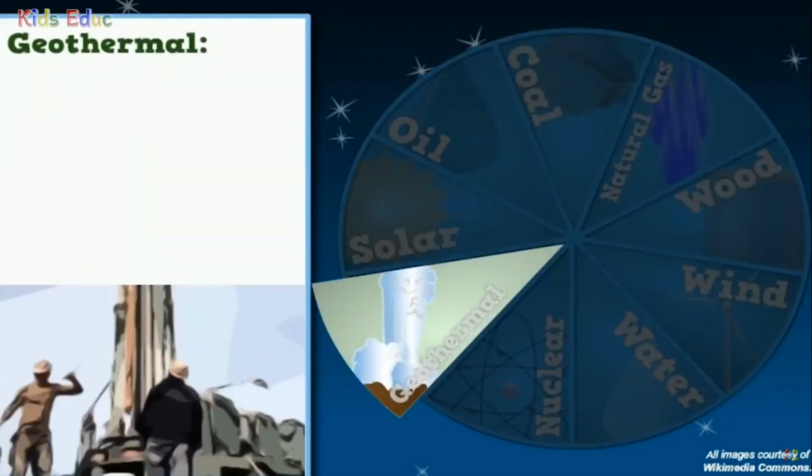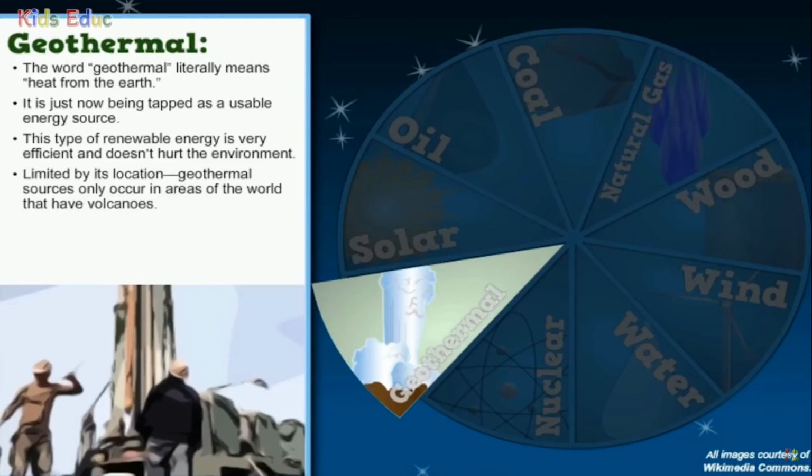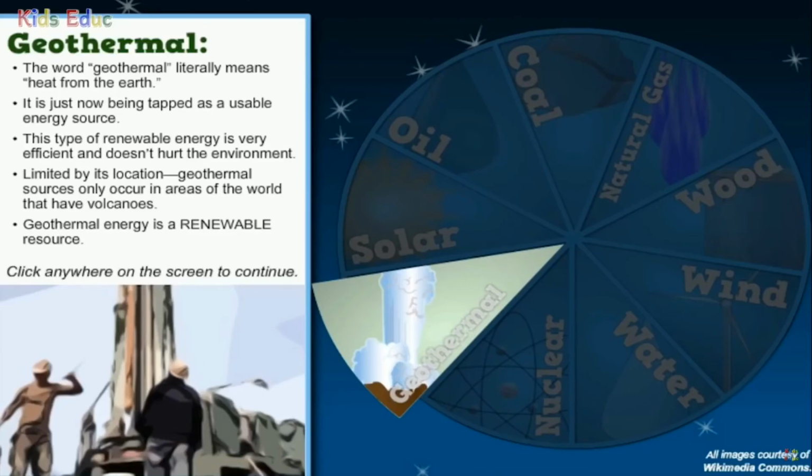The term geo means earth, and thermal means heat. So the word geothermal literally means heat from the earth. Even though this type of energy is right under our feet, it is just now being tapped as a usable energy source. However, while this type of renewable energy is very efficient and doesn't hurt the environment, it's limited by its location. Geothermal sources occur in areas of the world that have volcanoes. So areas that aren't anywhere near these places can't use geothermal energy.